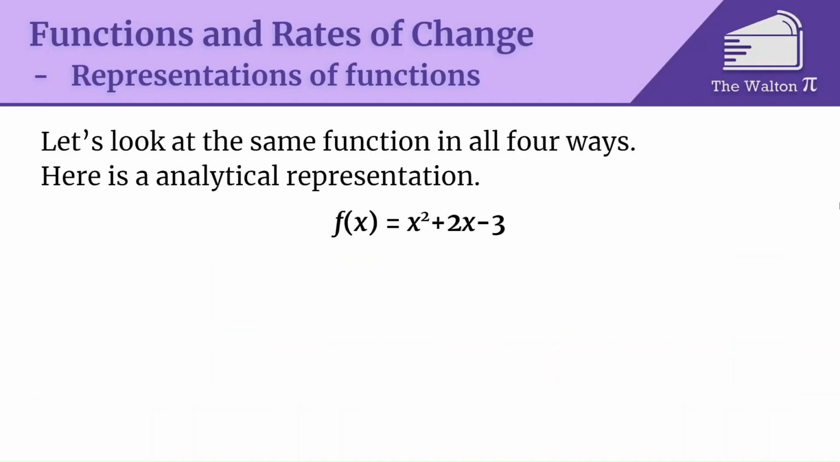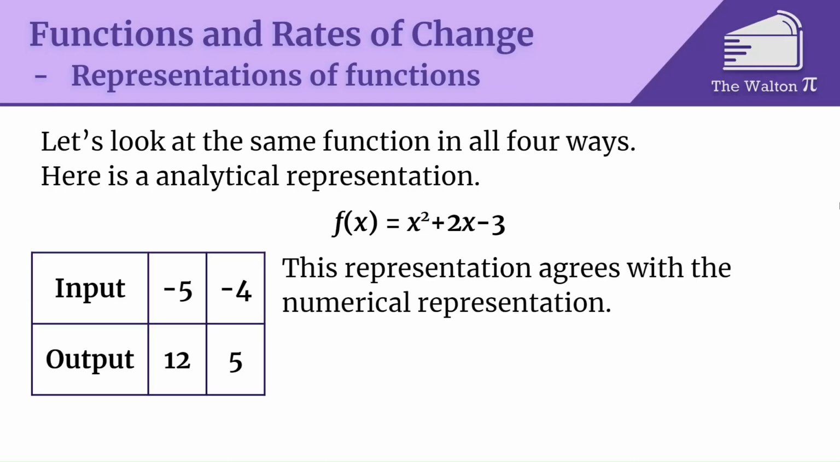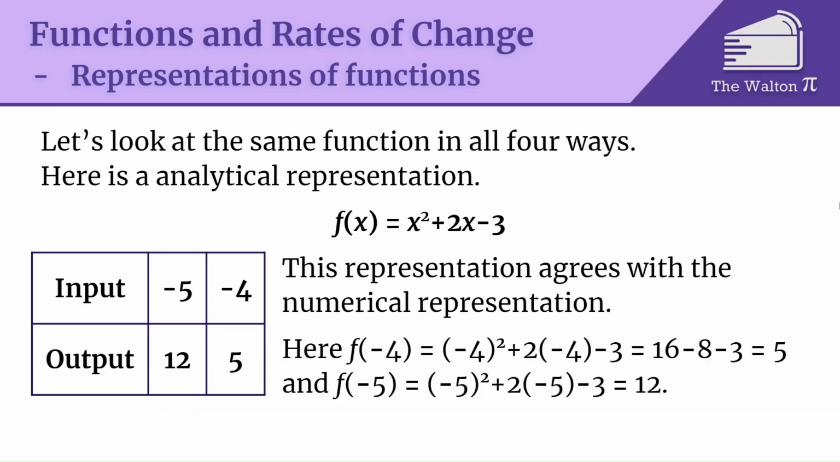We could also represent this analytically. This is our standard f of x equals something. This is an analytical representation. This representation is going to agree with the numerical representation. If I plug in -4, I'm going to get out a value. So if I replace every x with -4, I'm going to get out a value. For example, if I do f of -4, that's going to be (-4) squared plus 2 times -4, all minus 3.